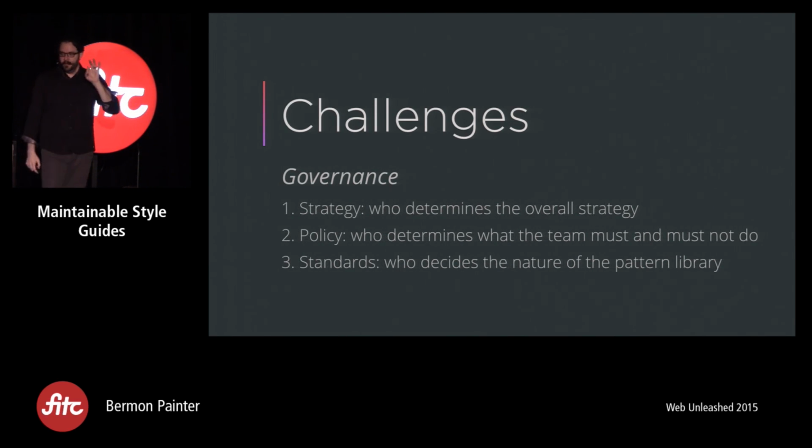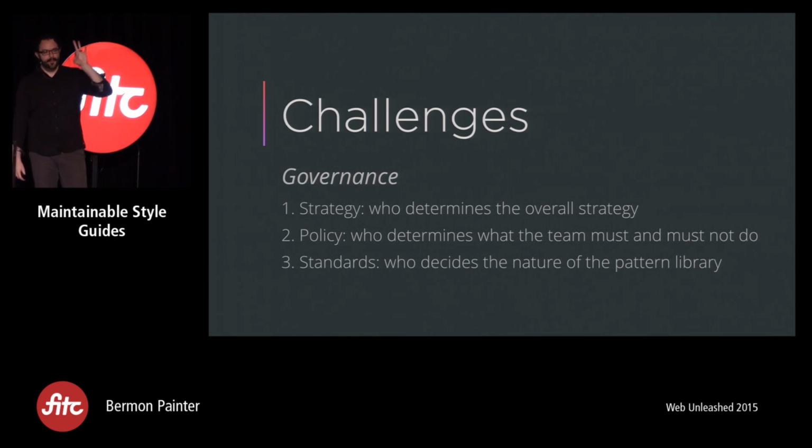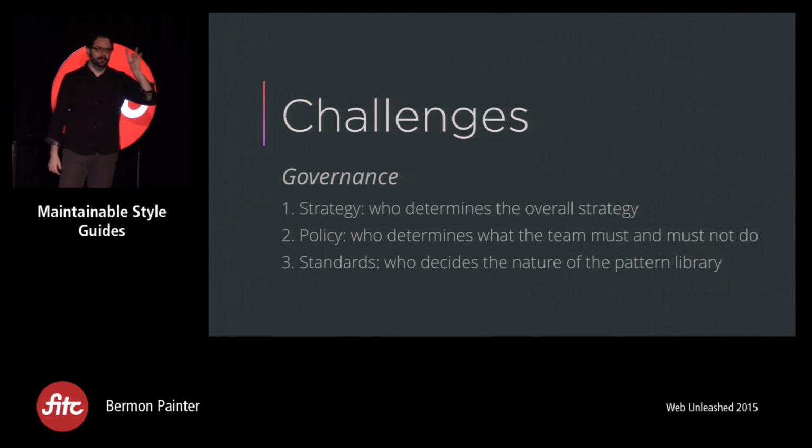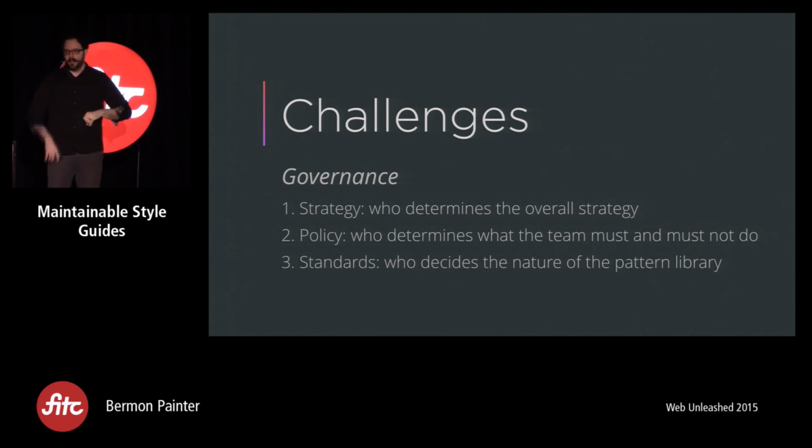Now, I would say that a governance process focuses on three areas. This is probably super boring, but it's useful, because it's governance. So, three things. Strategy, basically who defines or determines the overall strategy for the pattern library. Two is the policy, who determines what the team must and must not do. And then three, the standards, who decides the overall nature of the pattern library.